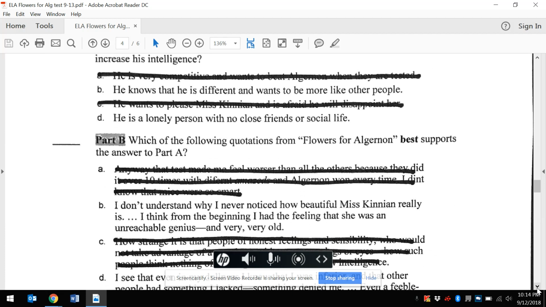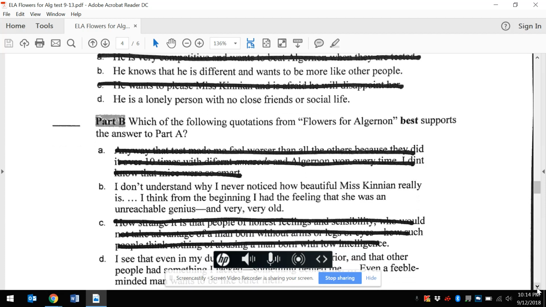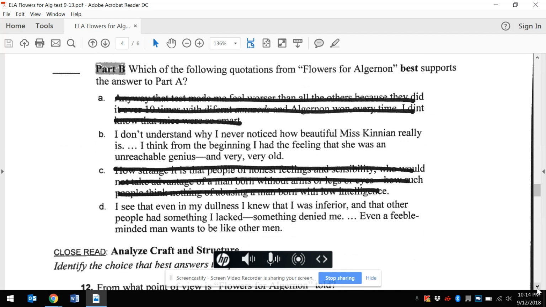I don't understand why I've never noticed how beautiful Miss Kinnian really is. I think from the very beginning I had the feeling that she was an unreachable genius and very, very old. Or D. I see that even in my dullness, I knew I was inferior and that other people had something I lacked, something denied me. Even a feeble-minded man wants to be like other men.